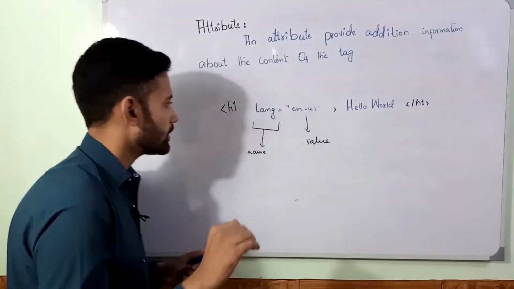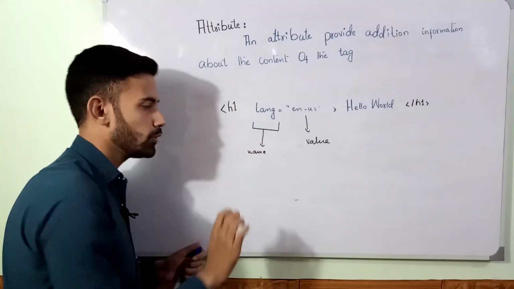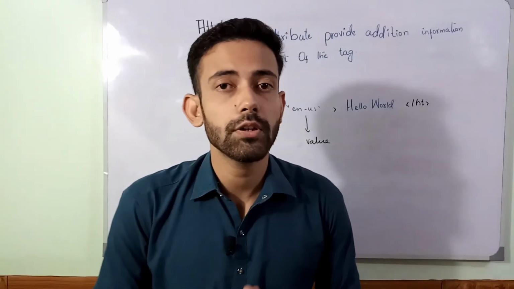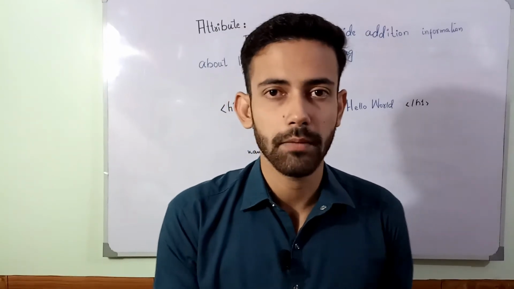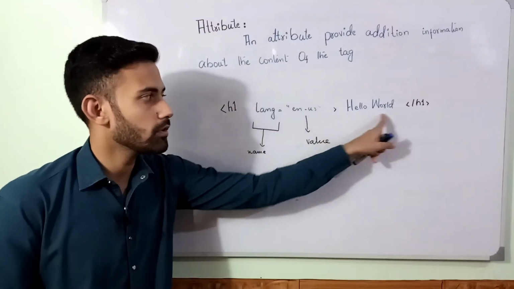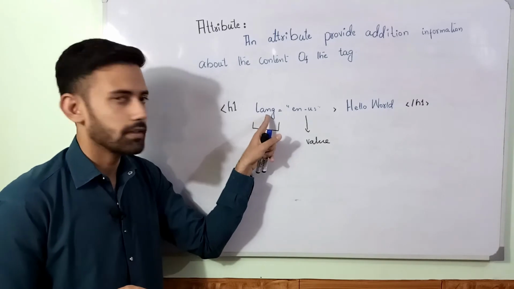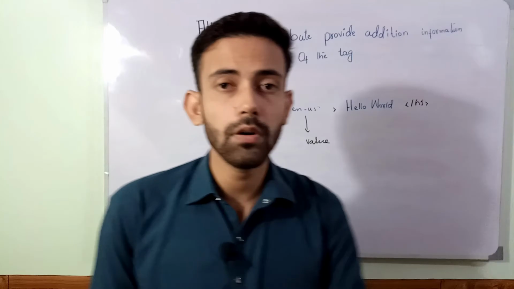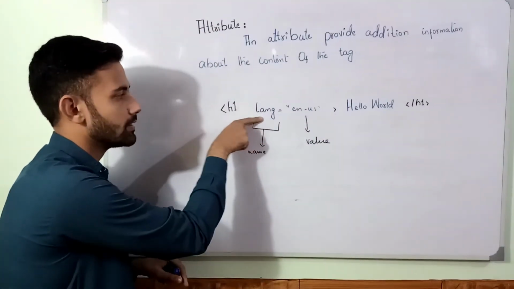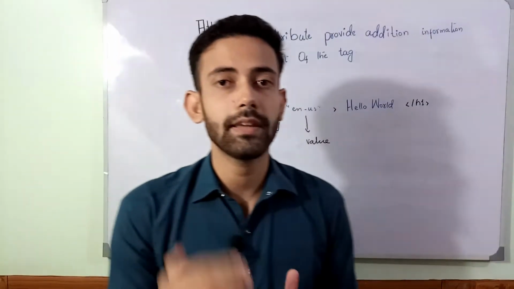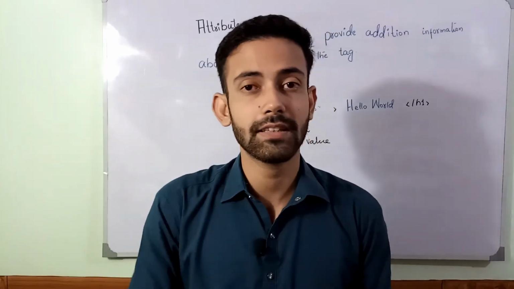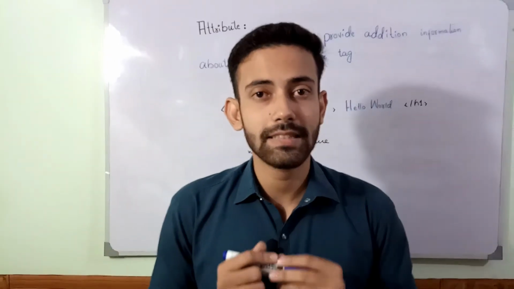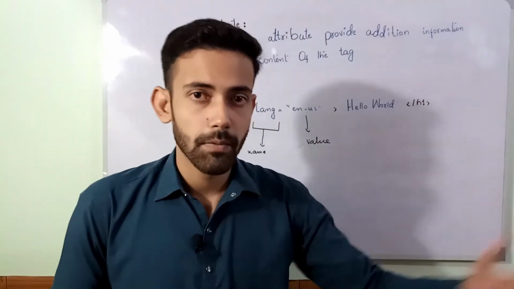Next thing is, this name and this value are created by the developer of the language. That is, you are not going to create them, you are going to use them. If you want to specify the language of this thing, you need to write lang. You cannot just write leng. You need to write this thing as it is. You are not going to create one, you are going to use the one which is created by the developer of the language. There are lots of attributes, we will study them one by one in the upcoming videos.